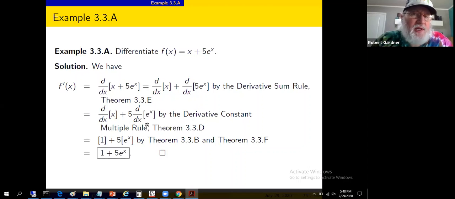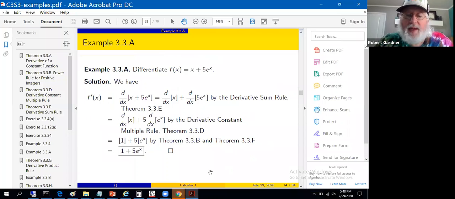Why didn't I differentiate the exponential function? I did differentiate the exponential function. It's its own derivative. The derivative of e to the x is e to the x. Back to the notes.